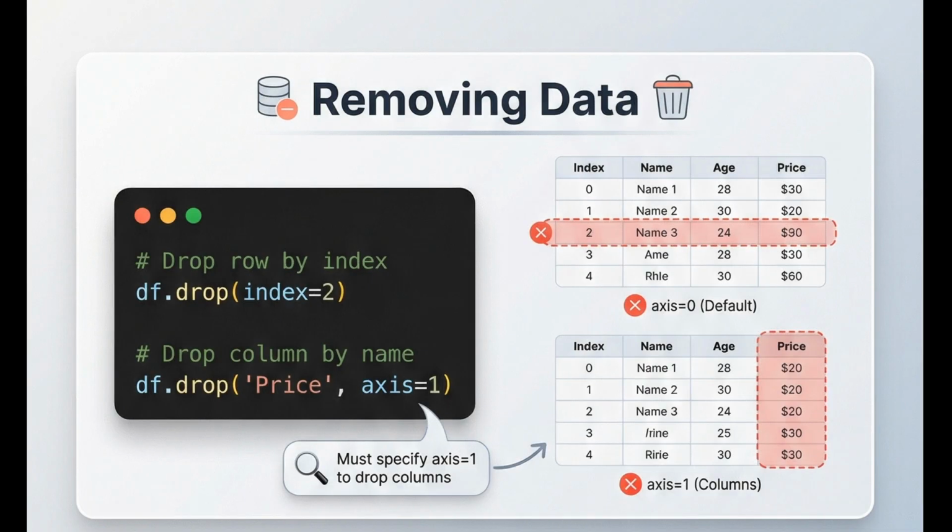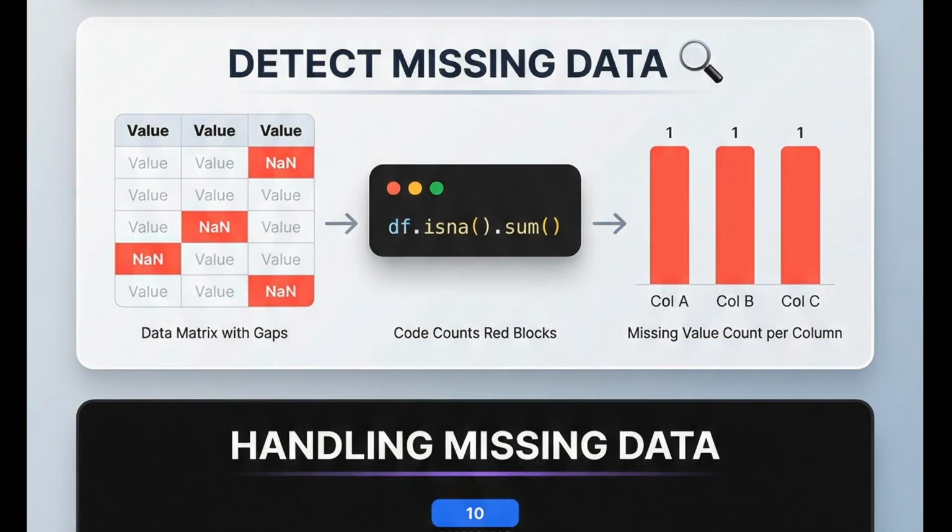Remove unwanted data with drop. Pass an index label to drop rows, or a column name with axis=1 to drop columns. Remember, this returns a new data frame unless you use inplace=True. Missing data appears as NaN. Detect them with isna, and chain it with sum to count missing values per column. Understanding these patterns is crucial for your data strategy.